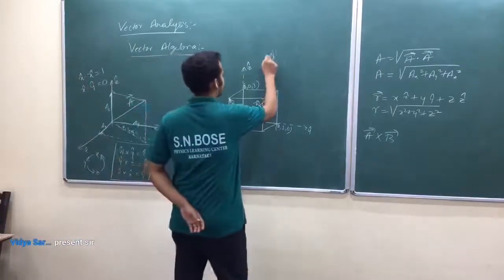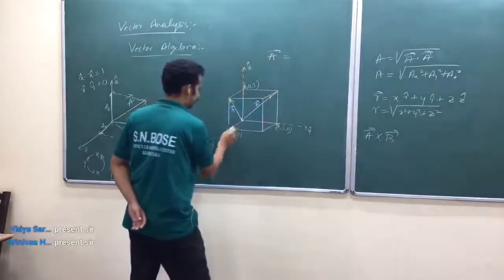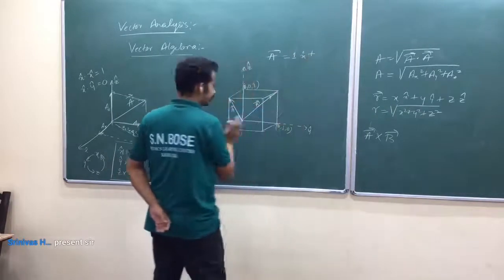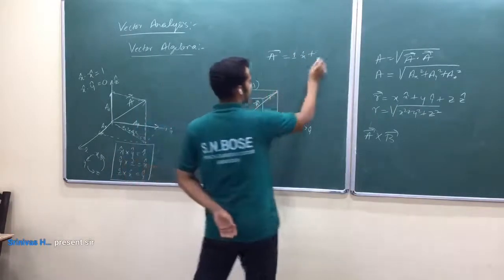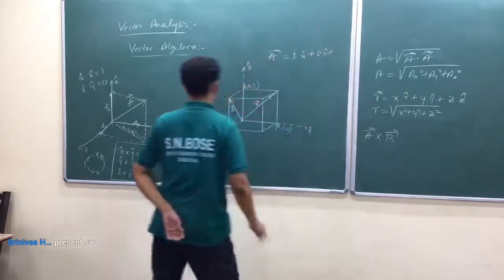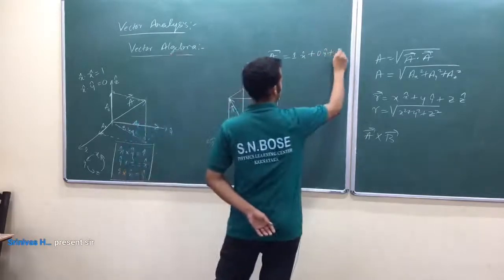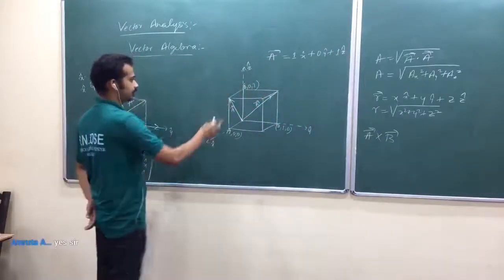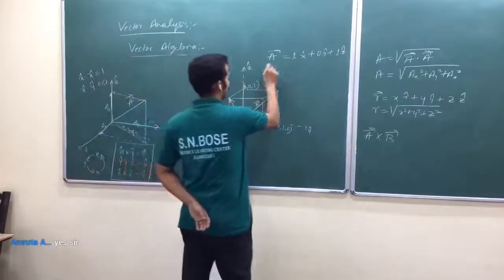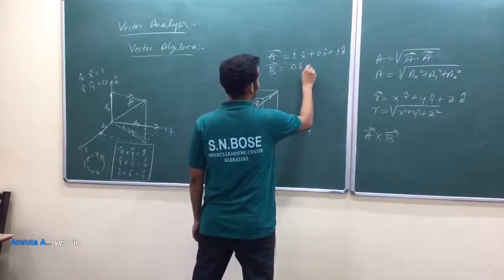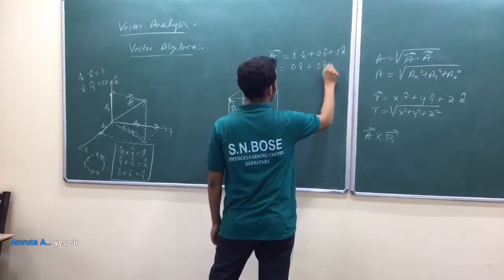So what is vector A? What is the x component? Speak out. What is the y component? 0. Am I right? It's perpendicular to y, so 0 y cap. What is the z component? 1 again, 1 into z cap. So x component, y component is 0, z component is 1. Vector B is equal to, speak out: x component is 0, y component is 1, z component is 1.